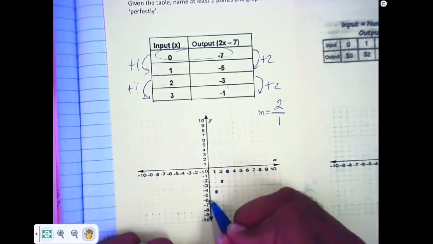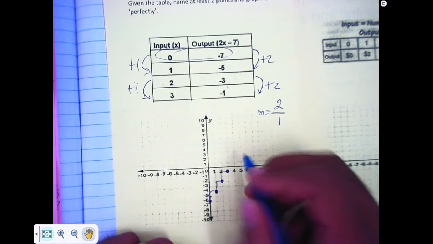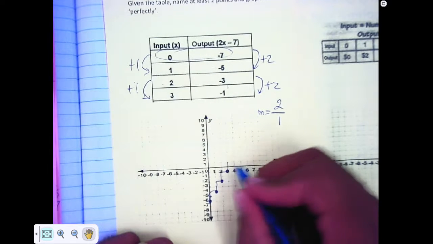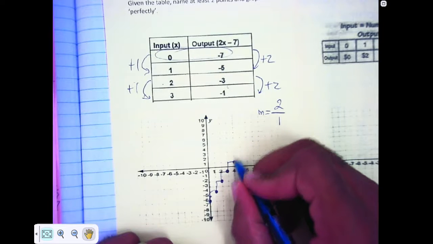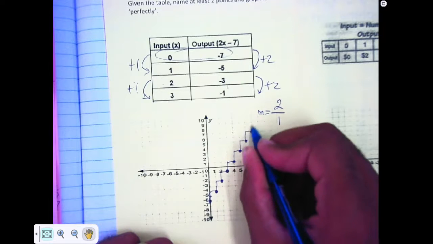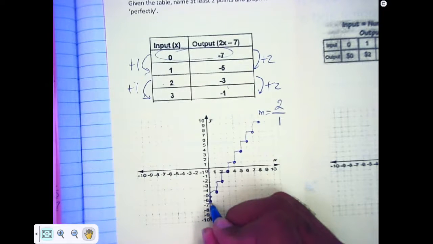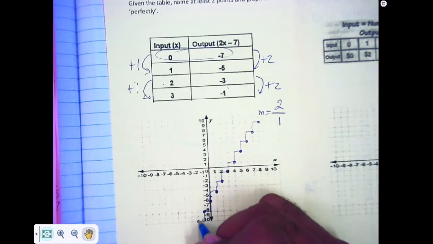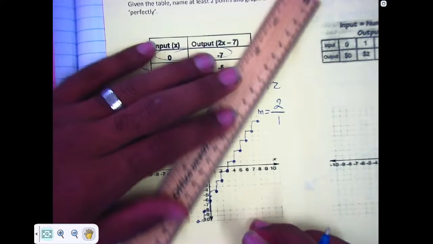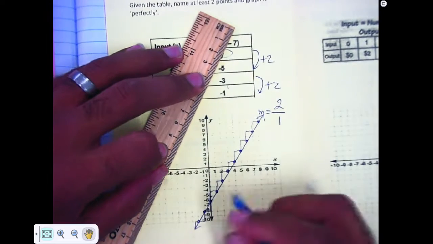Now if you look here, with our points, they go up 2, and then right 1, up 2, right 1, up 2, right 1. And so that means I can continue this pattern all the way until I have no more space. So up 2, right 1, up 2, right 1, up 2, right 1. And then once I run out of space, I can go down the other way. Not up 2, but down 2, and not right 1, but left 1. Down 2, left 1, down 2, left 1. Okay? And then go ahead and connect the dots. And there's my line. Okay?